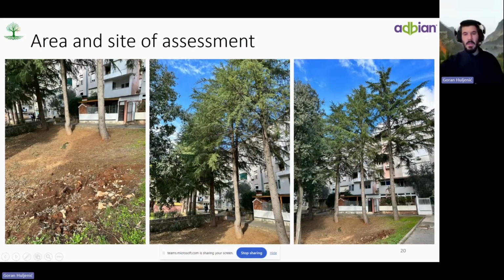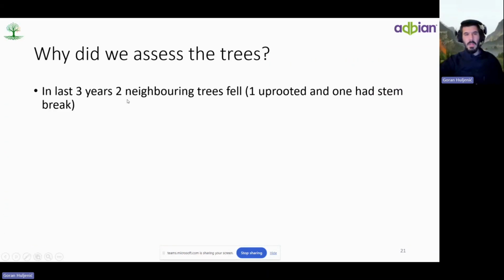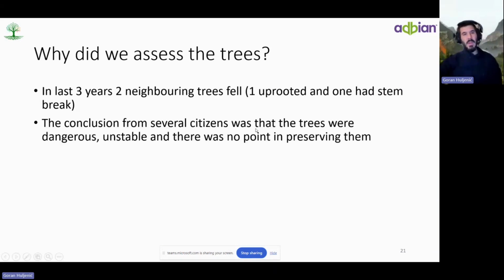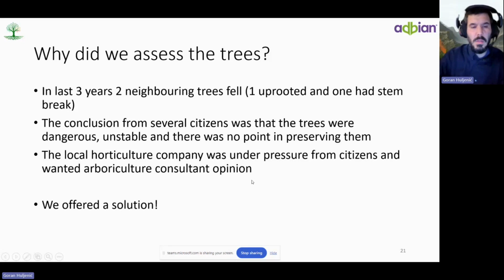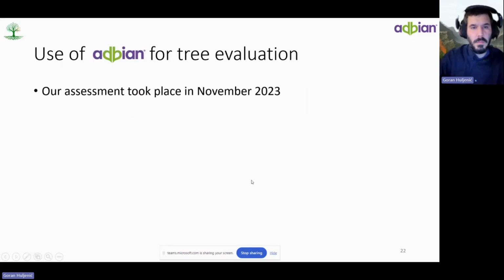And the citizens actually wanted this whole group of cedar trees to be felled, because they declared them dangerous. In the last 3 years, 2 neighboring trees fell, one uprooted and one with stem breakage. So the citizens were pushing the local horticulture company, and they wanted the arboriculture consultant's opinion. So we offered them a solution.